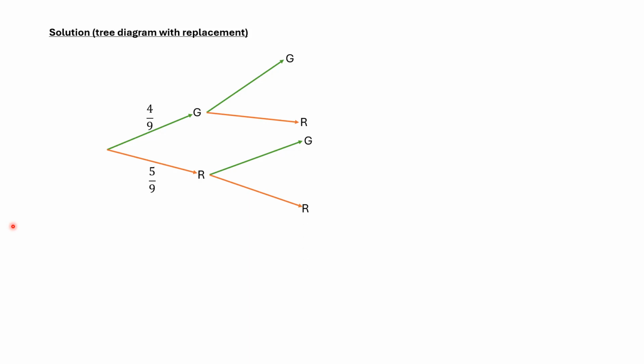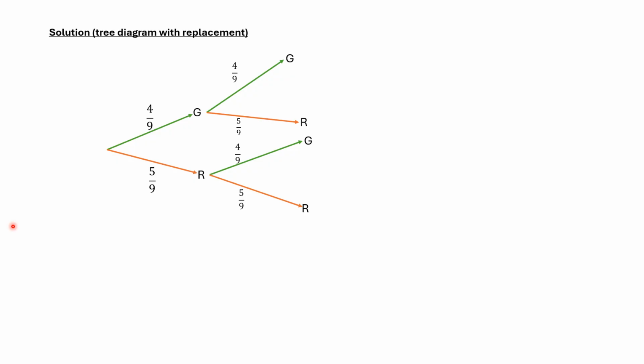Remember, we already have 4 over 9 for the green, and now the next outcome, because you are still replacing the ball, is still going to be 4 out of 9. What about the red? If you select a green ball and then you select the red, 5 out of 9. What if you select a red ball and then you select a green ball? It is 4 out of 9. And the same thing for selecting a red and a red ball is 5 out of 9. So this exemplifies an example of a tree diagram.